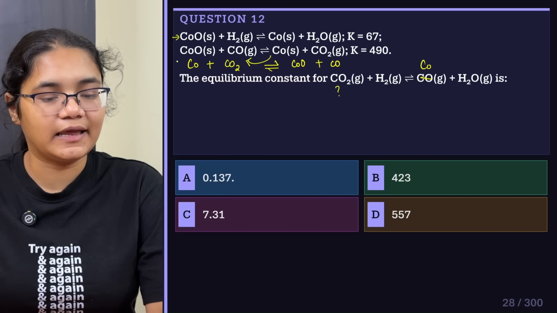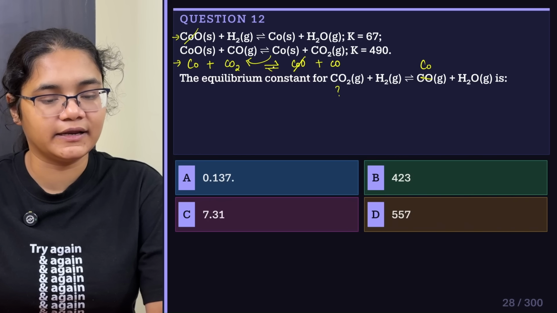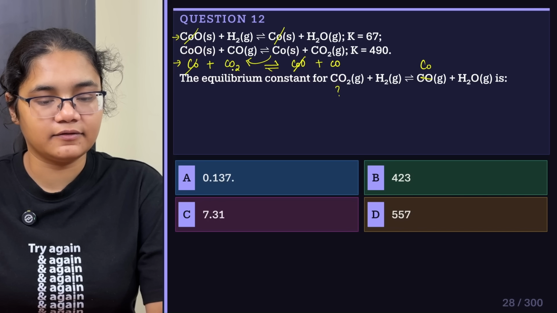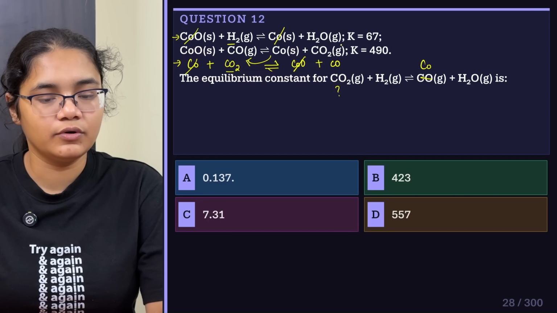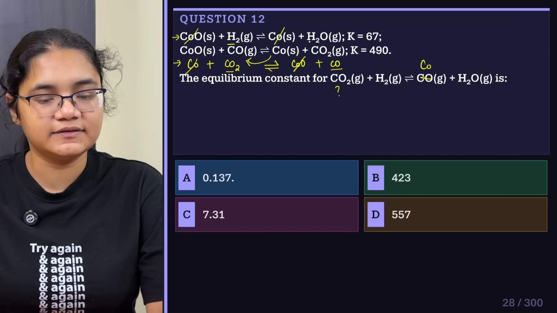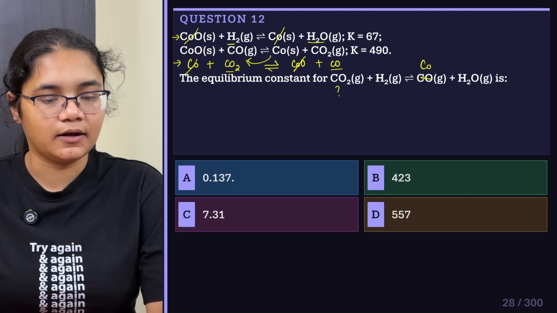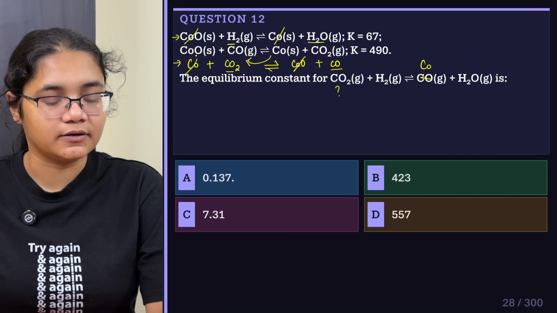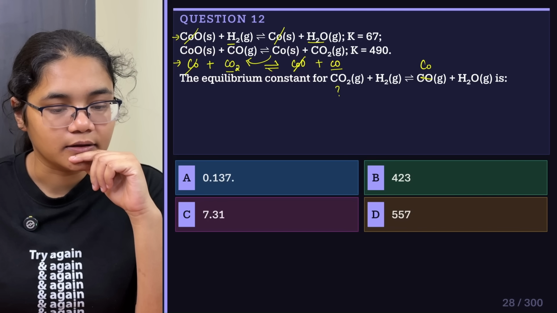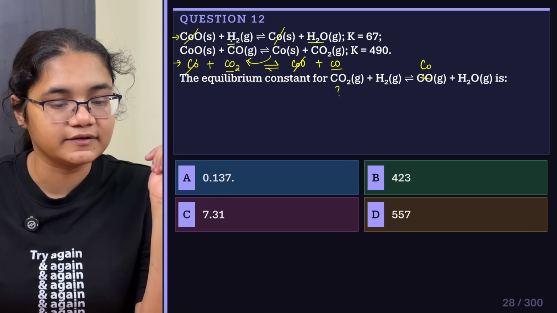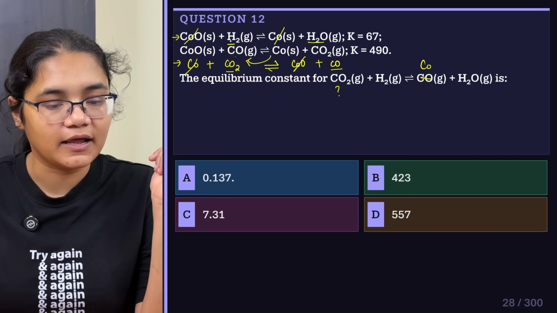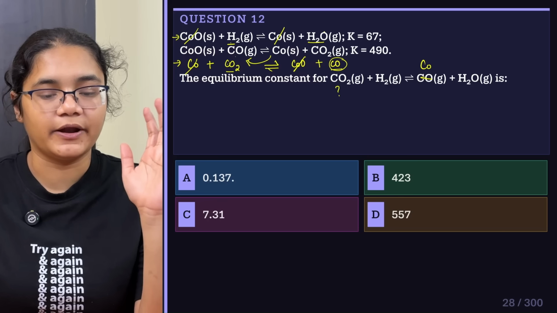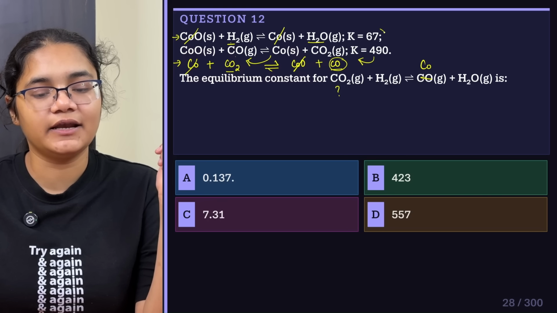Now if I compare this reaction and this reaction, COO will get cancelled, cobalt will get cancelled, and the remaining thing that we have is CO2 plus H2 gives CO plus H2O, right? I think that is what is remaining. I'll just check. Yes, so all these things are cancelled, so I have CO2 plus H2 on this side, and on this side I have CO and H2O, right?